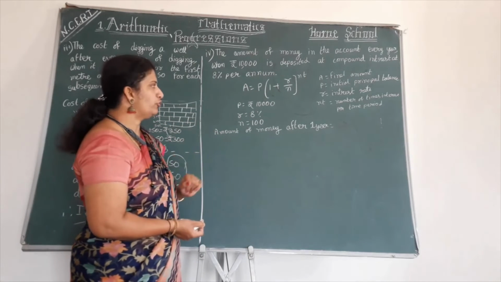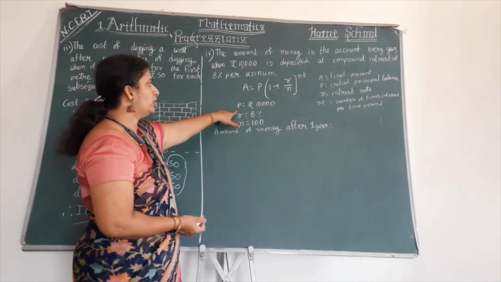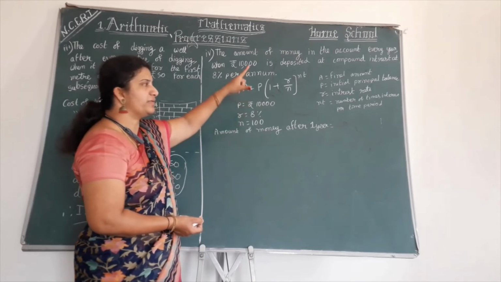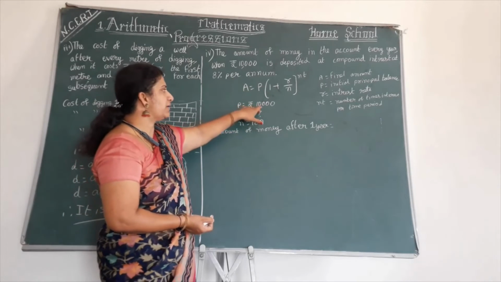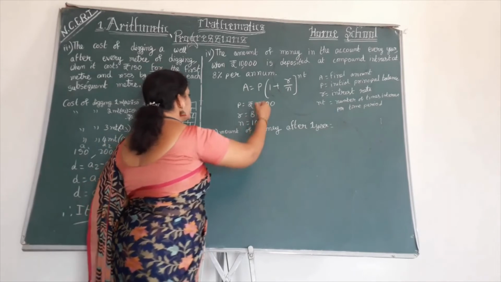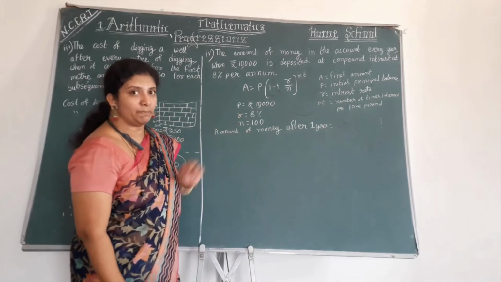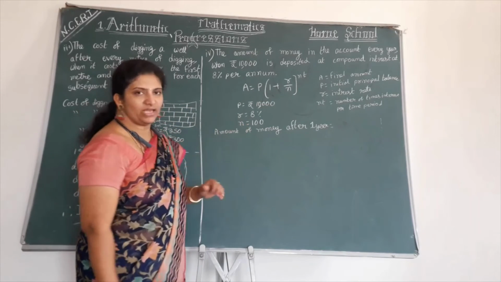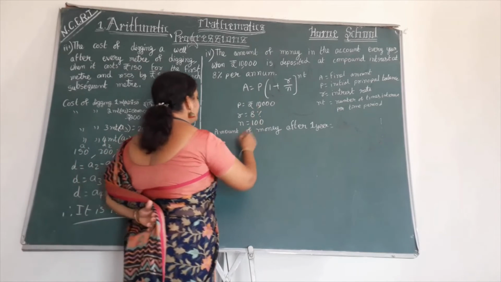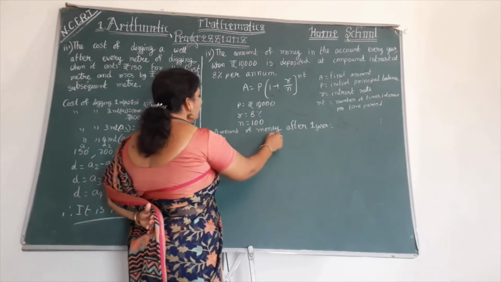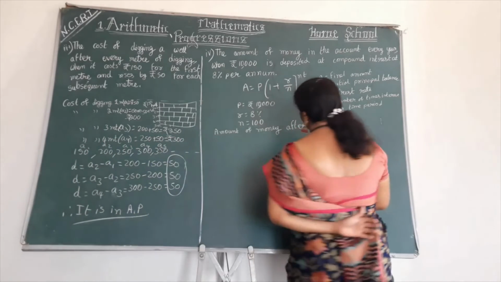So now how to do this problem? We know the principal amount. Principal means amount deposited in your account. How much is your principal amount? 10,000 rupees. What is the rate of interest? 8%. What's your N value? 100. So let's start here. R is equal to 8. Amount of money after 1 year.